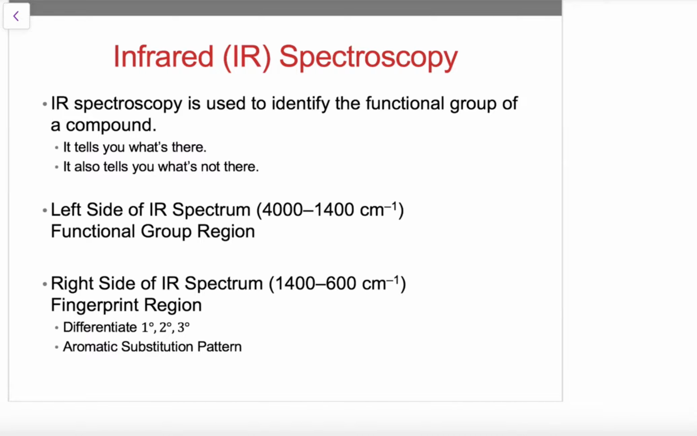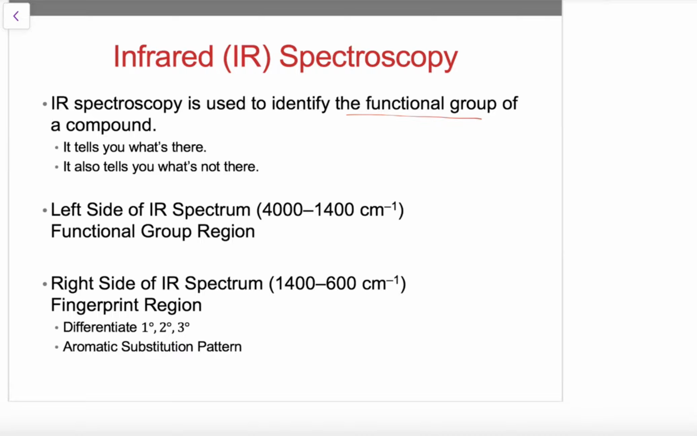This video will provide you with some examples of IR or infrared spectroscopy. When we use IR spectroscopy, we use it to identify the functional group of a compound. This will be helpful when we look at other types of spectroscopy and begin to piece molecules together. The IR spectrum will tell you what functional group is there, but it also tells you what's not there. And again, that will be helpful whenever we piece together molecules with other types of spectroscopy.